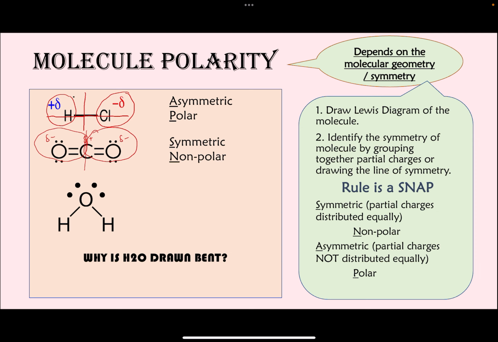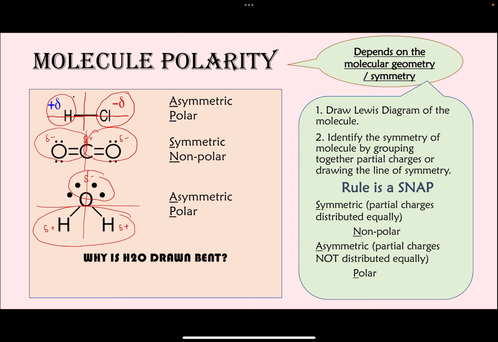Now, if we are looking at H2O, oxygen has a charge of partial negative and hydrogens are partial positive. If we try to draw the lines of symmetry, we are going to notice that both sides, especially the top and the bottom, do not look equal. If we group together the partial positives and negatives, the partial negative is on that side, all of the partial positives are here. So we have two different sides of the molecule. That represents an asymmetric molecule. That means we have a polar molecule.